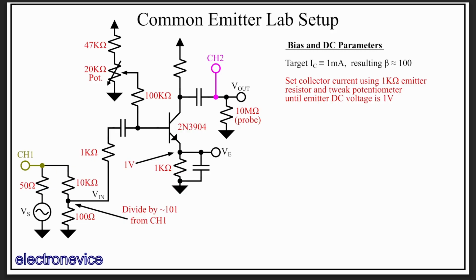This combination of collector current and beta does reduce Rpi to some degree, and we likely won't be able to assume that Rpi is much less than the source resistance, so we'll have to take that into account when calculating the gain.